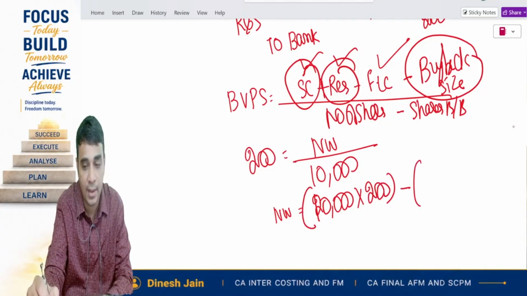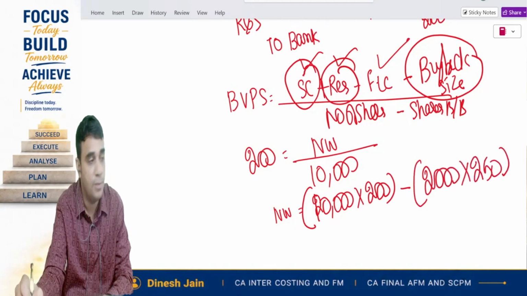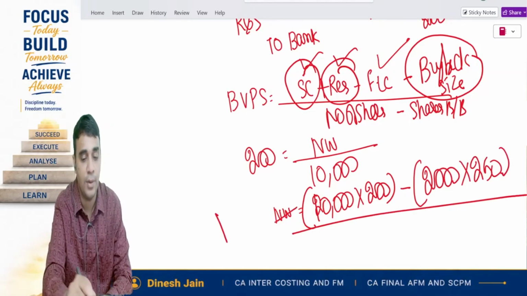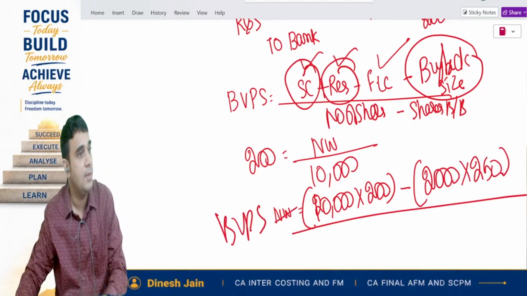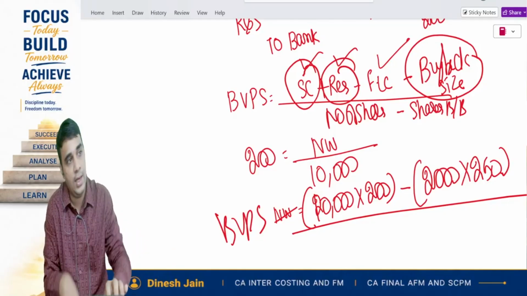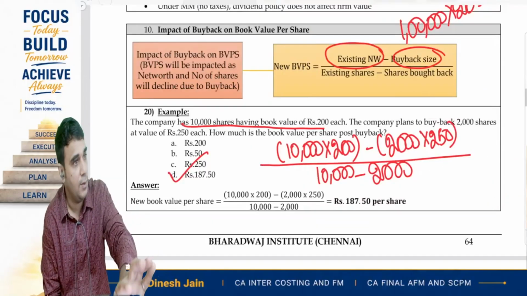How many shares are we buying back? 2,000. This will be the new net worth. The denominator to calculate BVPS will be 10,000 minus 2,000. Any doubts on the concept? I'll repeat the concept one more time.